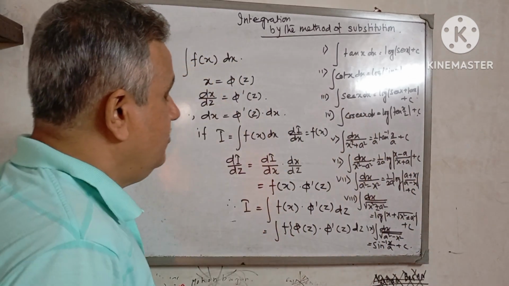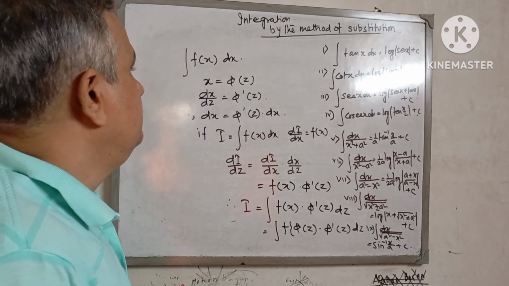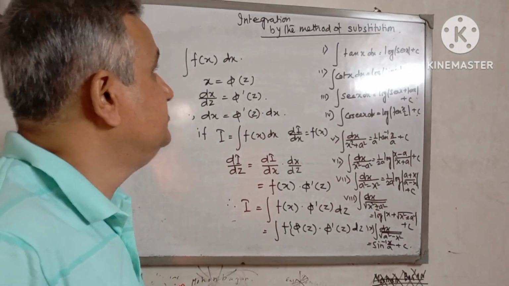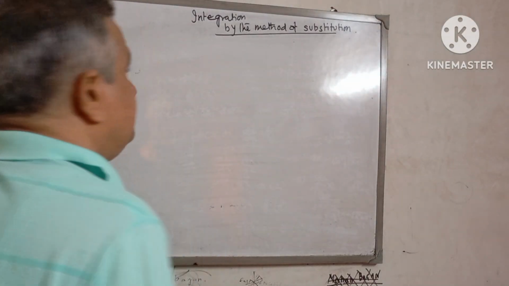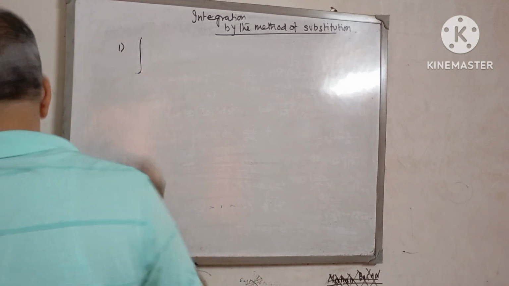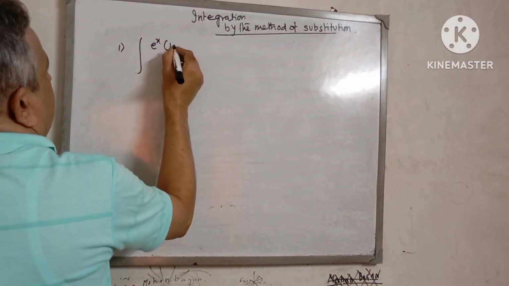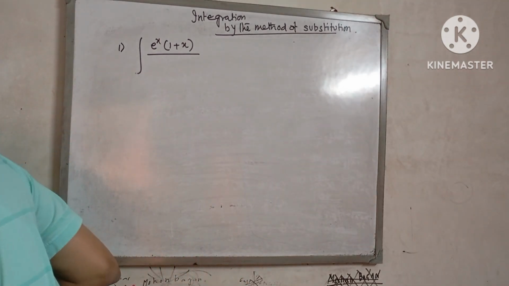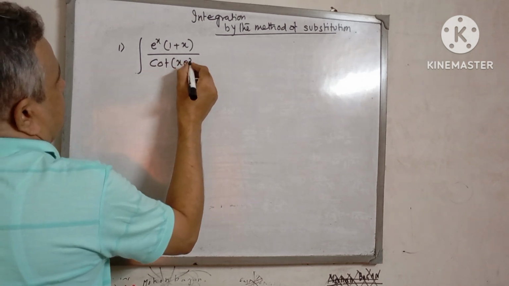So now we are going to start some problems. This is the method of substitution of integration. Now my first problem is the integral of e to the power x into (1 plus x) by cot of (x e to the power x).